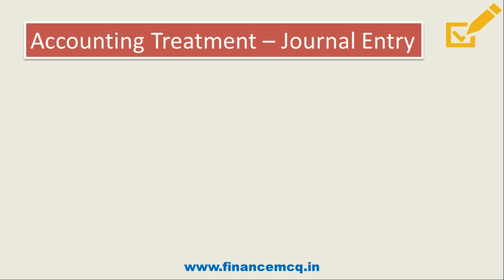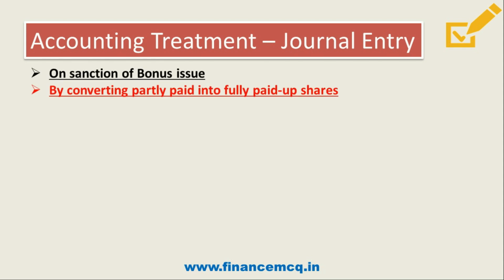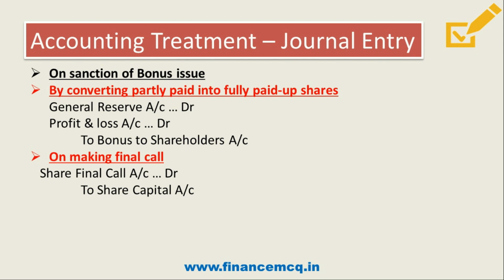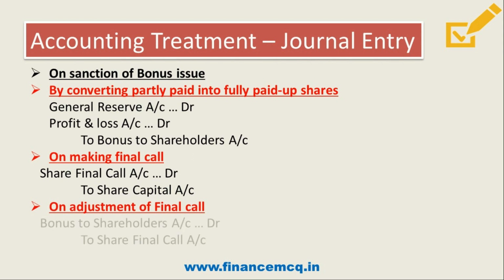Let's move further. Now let's discuss entries related to bonus issue in case of partly paid up shares. So on sanction of bonus issue by converting partly paid up into fully paid up shares, the accounting entry will be general reserve account debit, profit and loss account debit to bonus to shareholders account. That is, we are utilizing general reserve and profit for issuing bonus shares. Then on making the final call, why? Because the shares are partly paid, so to make them fully paid we need to make an additional call. So for that, the entry will be share final call account debit to share capital account. And last, on adjustment of final call, we will pass bonus to shareholders account debit to share final call account. So friends, these will be the entries in case of bonus issue.